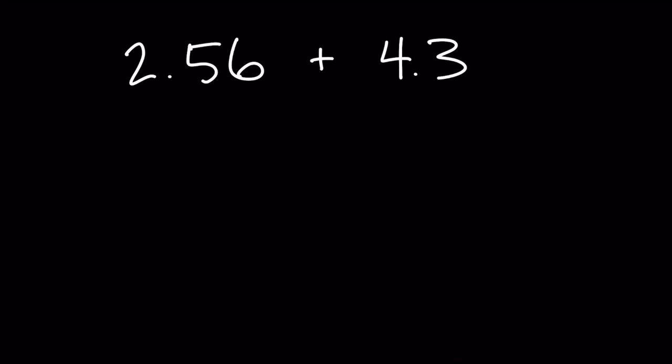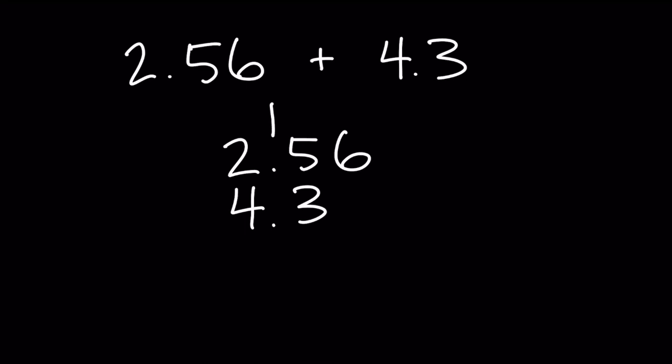Today, I'm going to show you how to do basic arithmetic operations on decimals. Let's start with addition. Say we wanted to add 2.56 plus 4.3. How do we do this? Well, the first step is to write them aligned vertically so that the decimals line up.